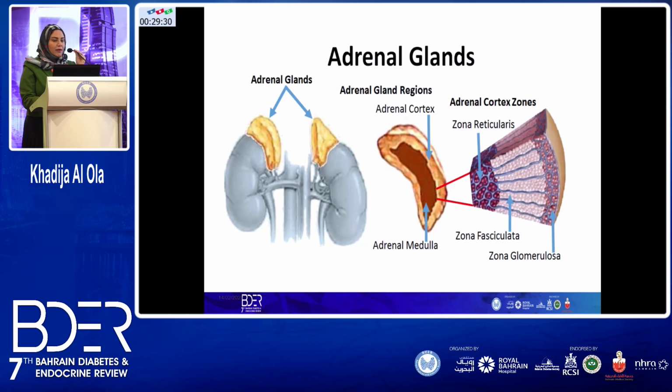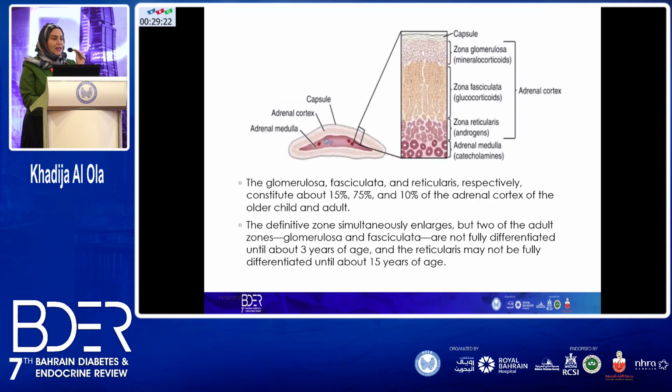So we, as humans, have two adrenal glands, and each consists of an adrenal cortex and medulla. The adrenal cortex has three layers beneath the capsule: the zona glomerulosa, zona fasciculata, and zona reticularis. Each layer is responsible for producing hormones: mineralocorticoids in the zona glomerulosa, and glucocorticoids in the fasciculata, which is the biggest one, consisting of 75%. The reticularis is responsible for producing the androgens, and the medulla produces the catecholamines.